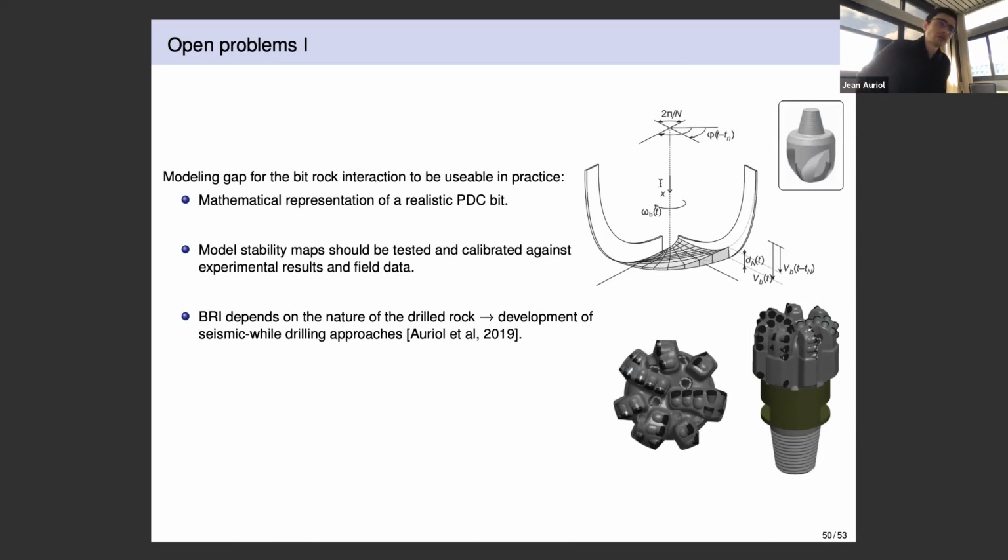As the bit-rock interaction depends on the nature of the drilled rock, we have developed a seismic-while-drilling approach to estimate the nature of the rock while drilling, because otherwise you have another unknown parameter, which is the nature of the rock. And so one of our future goals is to predict occurrence, optimize operational parameters, and improve bit design.